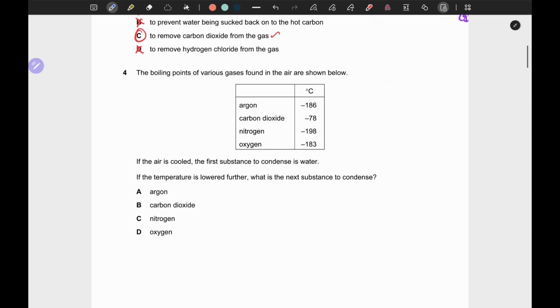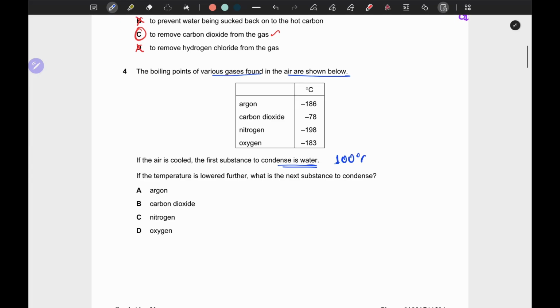Moving on to the next question. The boiling points of various gases found in air are shown. So we have argon, carbon dioxide, nitrogen, and oxygen. If the air is cooled, the first substance to condense is water. So water has a boiling point of 100 degrees Celsius. So it's obvious that it's going to condense before all of the other gases.